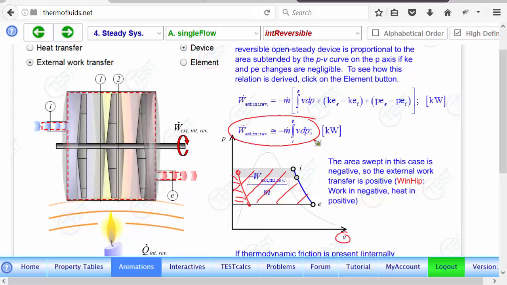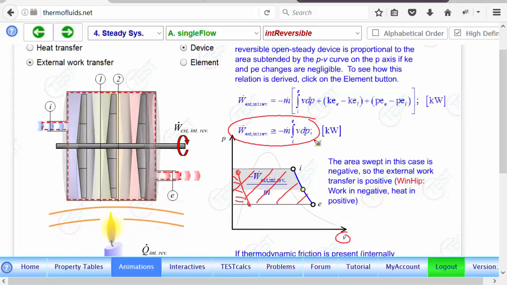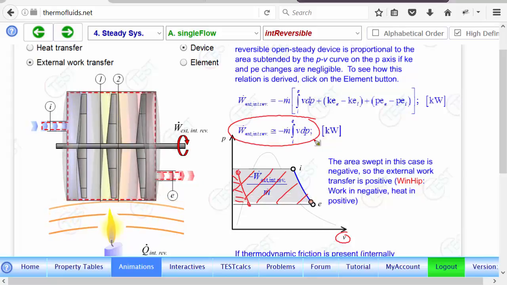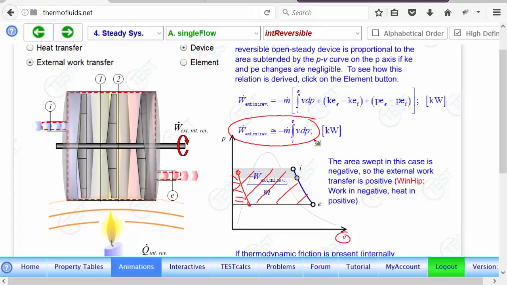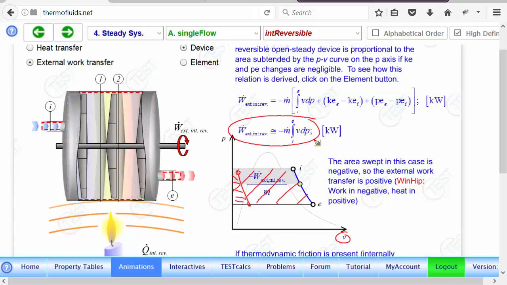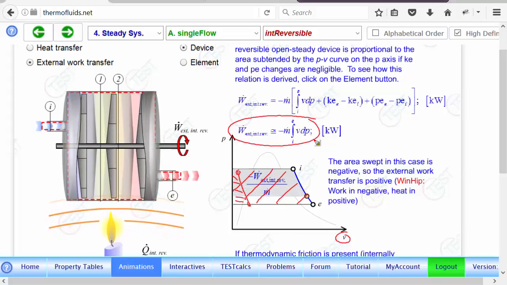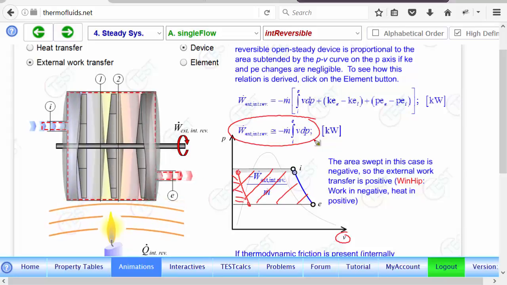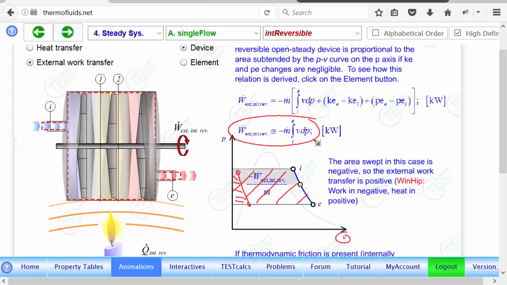Well, enough about this abstruse theory. We'll go and solve a few specific problems, say involving a turbine, involving a nozzle, etc., and you'll get a better handle. But I must tell you that mastering the open steady devices, especially single flow devices, is so important because they constitute the heart of thermodynamic devices. All the practical devices you see, I would bet that almost 80% of them will involve some sort of open steady device.